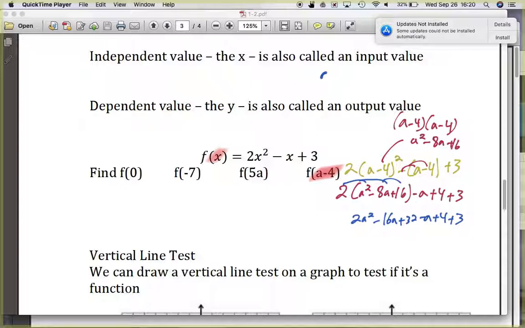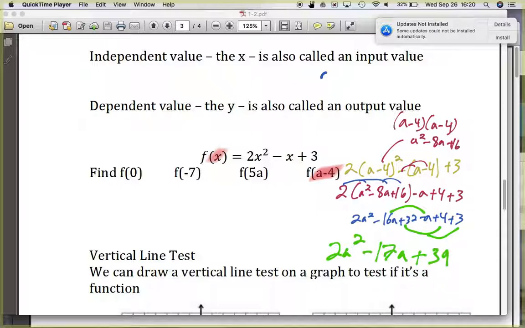Don't forget to combine like terms. There's only the 2a squared here. Ooh, that's a horrible squared. I have 2a's making minus 17a. 32 plus 4 plus 3, I believe, comes out to 36 plus 3 is 39.